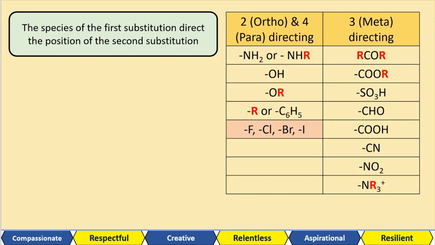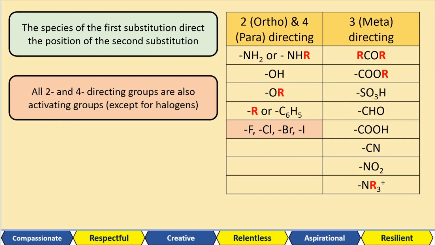And so if you use a meta directing group, a 3 directing group, that means I start off with the benzene ring, I add a nitro group onto it, that's the 1 position. And then if I want to add another substituent onto it, it's going to go to the 3 position. So I'm going to have a 1-3 substance.